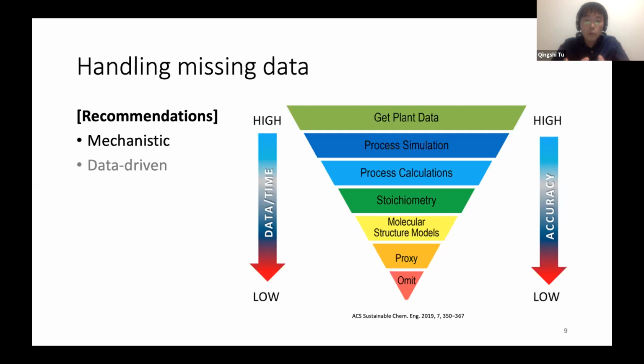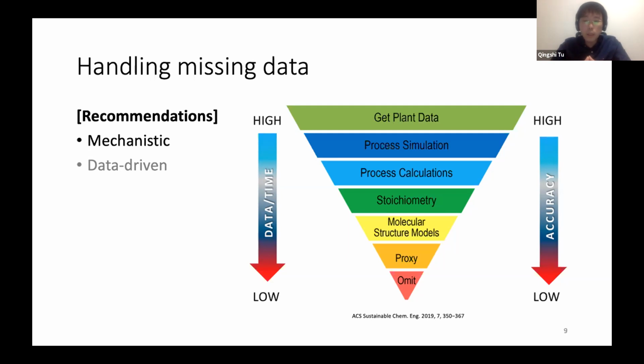And then if you don't really have this type of information, then you pretty much have to rely on the theoretical information you get. Let's say you know the chemical synthesis route for your particular chemical, then you can rely on the stoichiometry of the reaction and estimate, let's say, the enthalpy of reaction for utility use, right? And also sometimes you can rely on the molecular structure models of the chemicals to estimate some of the reaction conditions you need.